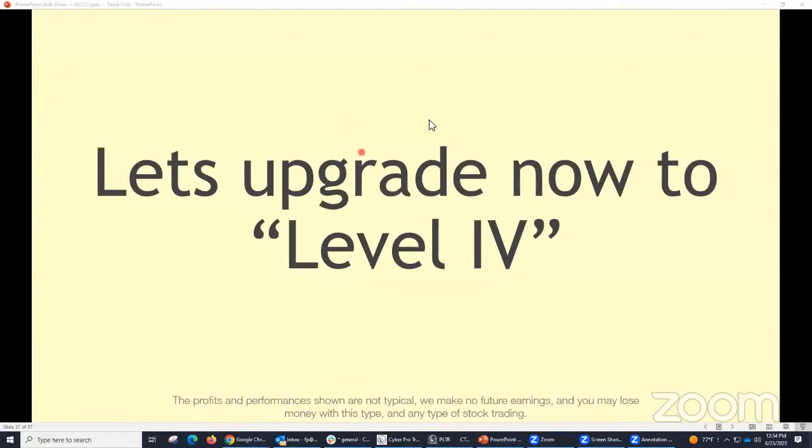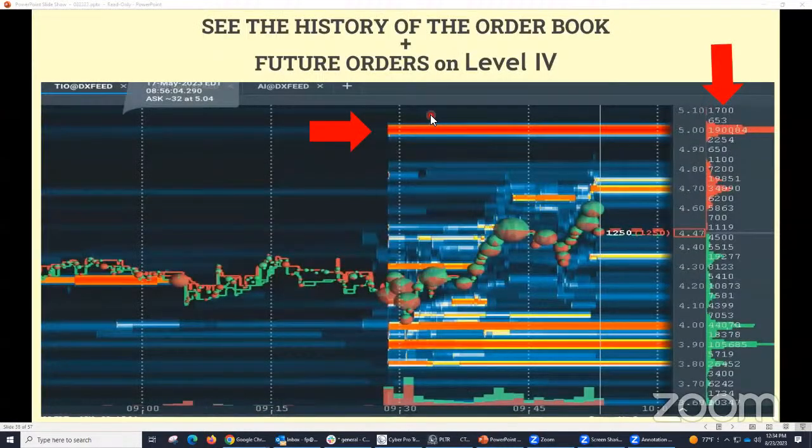Good. Now let's talk about level 4. Now level 4 is more of a heat map, okay? Where you're going to see orders, how long they've been out there for. It's going to aggregate other exchanges. You could use this towards futures, options, cryptocurrency. You know, think about it. It's just an amazing tool.